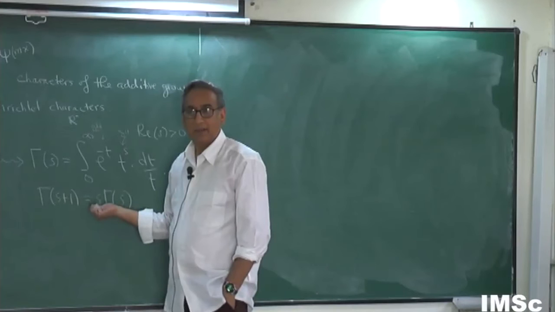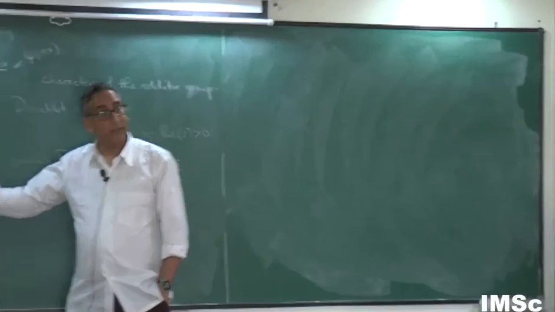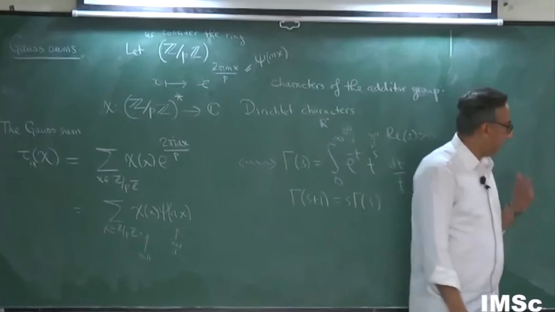Therefore, theorems of the gamma function should have a corresponding theorem here. A theorem here should have a corresponding theorem there. So you can kind of go back and forth between two different worlds and get interesting results. So what can we say about the Gauss sum?